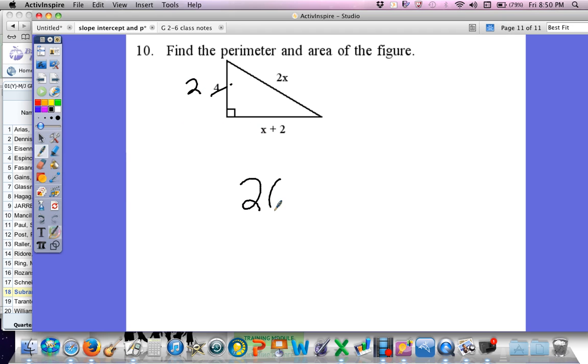So that is 2 times x plus 4. I think I put parentheses in here that I didn't need to. I'm getting tired on a Friday night. Sorry about that. 2 times x is 2x. 2 times 2 is 4. And that is the answer.